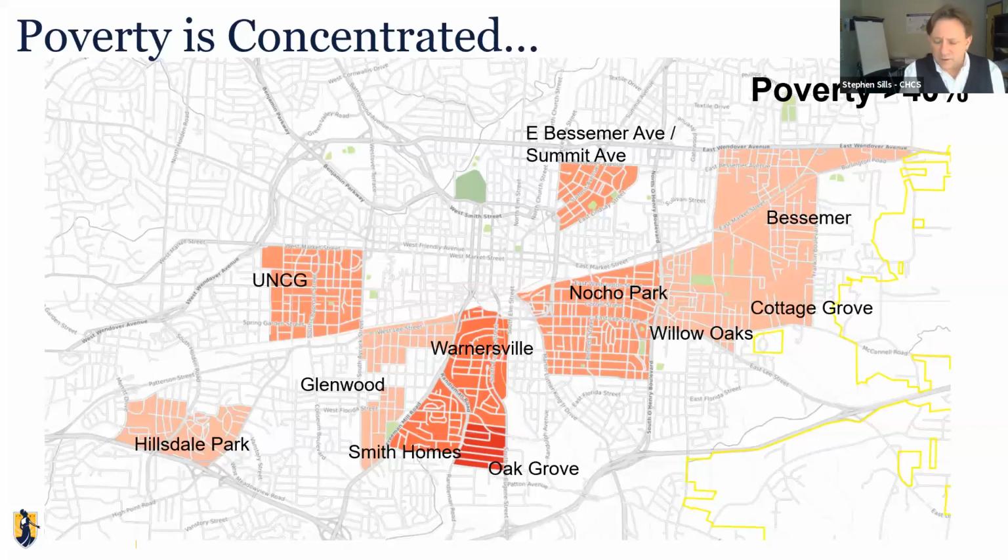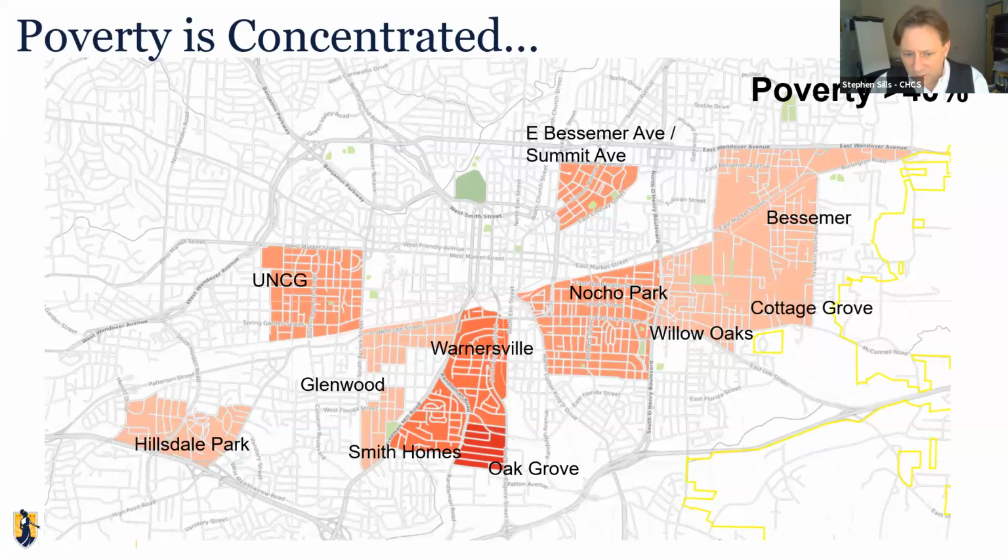South of town, we have the Warnersville neighborhood, Prince of Peace in that area. Smith Homes, the other large 1950s public housing complex that was built and is currently undergoing what's called RAD conversion, which will turn it into a managed Section 8 apartment complex, and then Oak Grove. Parts of the Glenwood neighborhood, the south portion towards Freeman Mill Road.